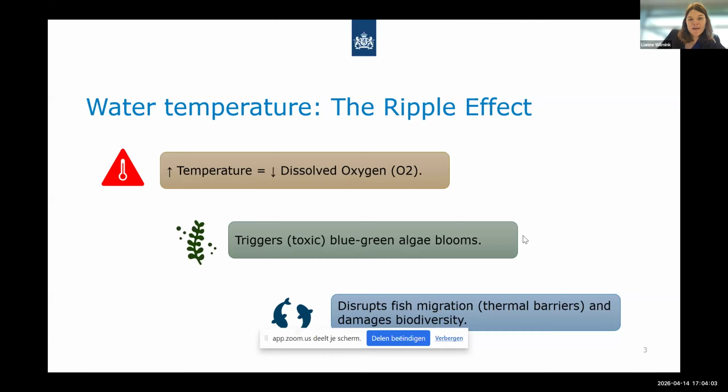Because rising water temperature is causing a ripple effect, because if water temperatures rise, we have less oxygen in the water, and this triggers blue-green algae blooms, and they can be toxic. This disrupts also fish migration because of thermal barriers, and it damages biodiversity. So if water temperatures keep rising or rise in a specific area, it's bad for the environment and for the water and for the people living around it as well.